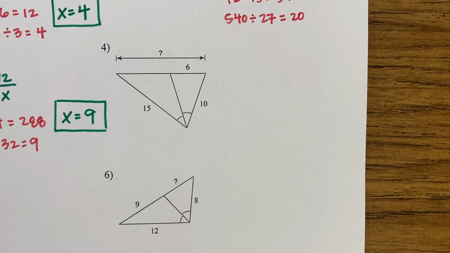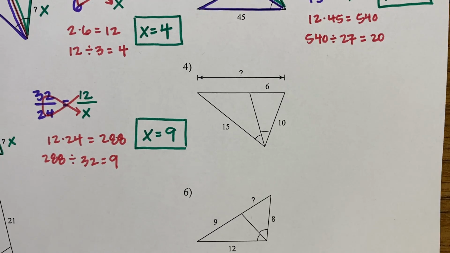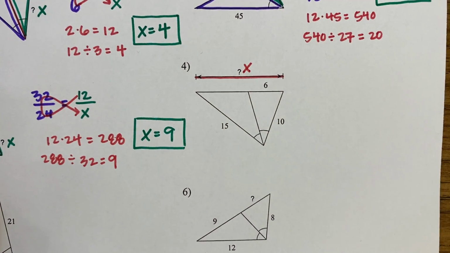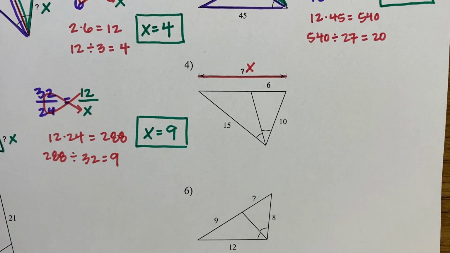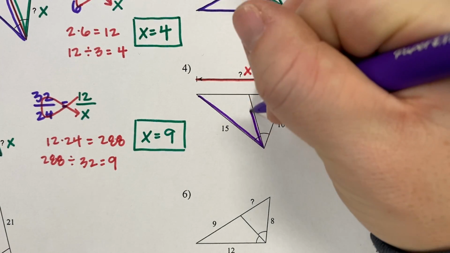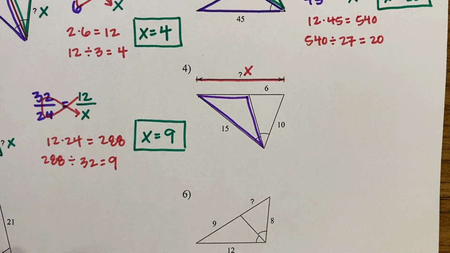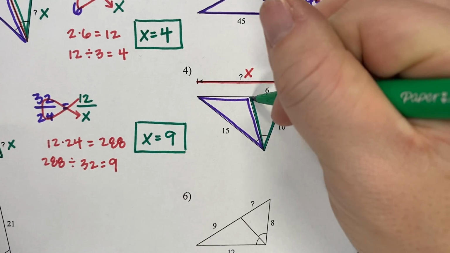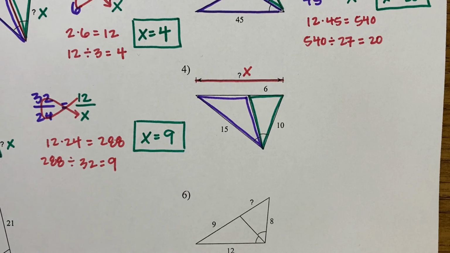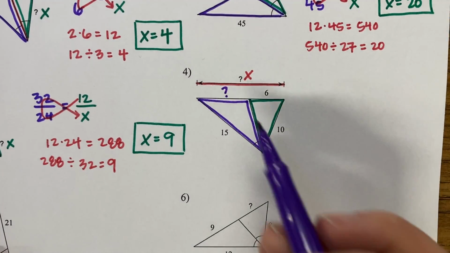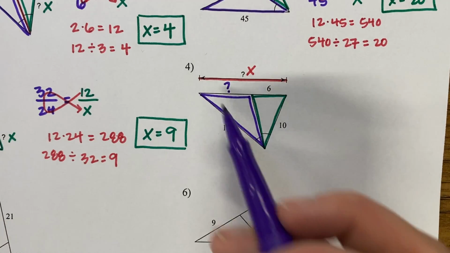Awesome. Let's look at number 4. This guy's a little different. So what we're looking for is actually the whole side of this triangle. Okay, we're going to call this x. Well, I'm still going to split it into my two triangles. Okay, so my purple one, my green one. Okay, so, but I need to solve for this missing side for my purple triangle in order to find that whole side of my whole triangle.